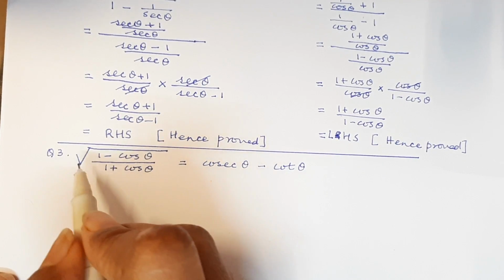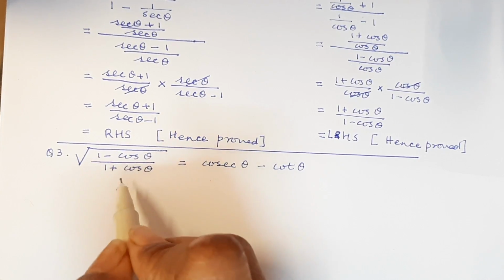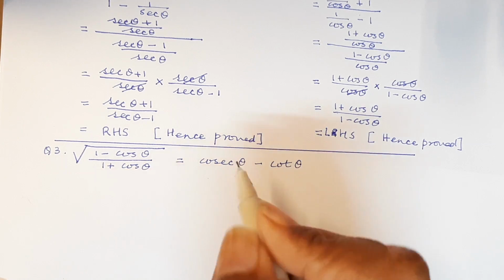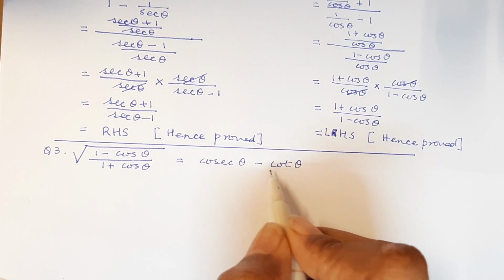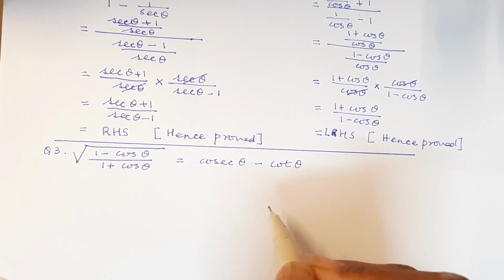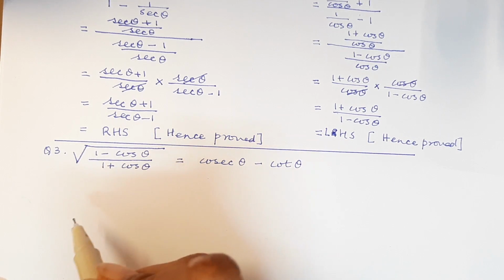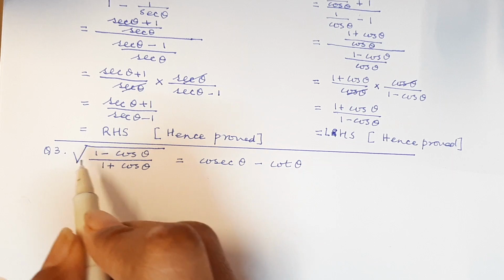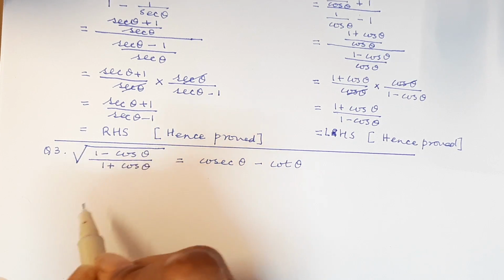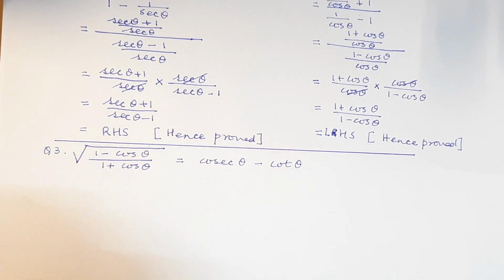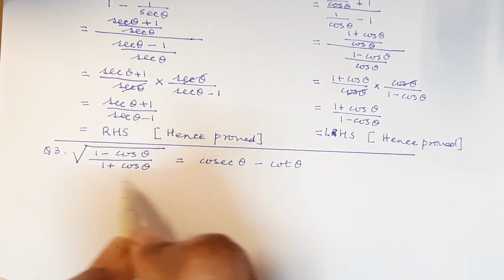We have to prove that under root (1 minus cos theta) upon (1 plus cos theta) is equal to cosec theta minus cot theta. Now a whole lot of children get worried when they see this under root sign. But get this clear, if there is under root over here, this must be the square of something. Why would we say that?